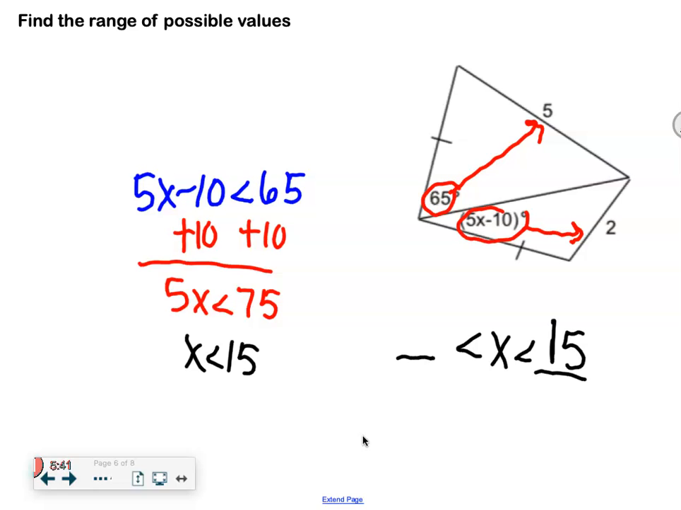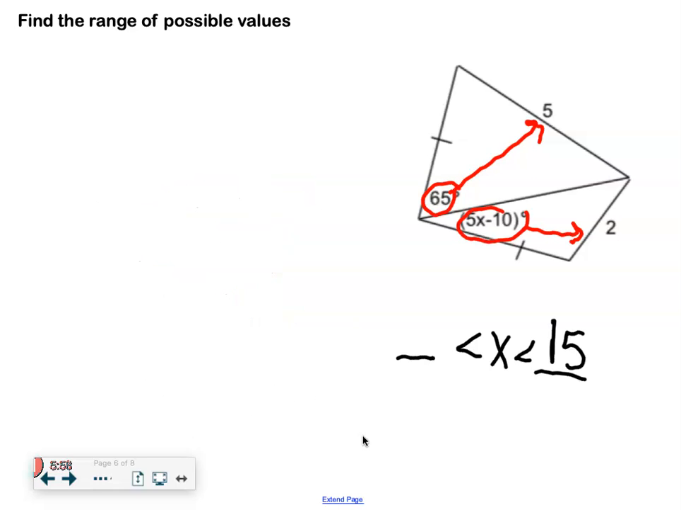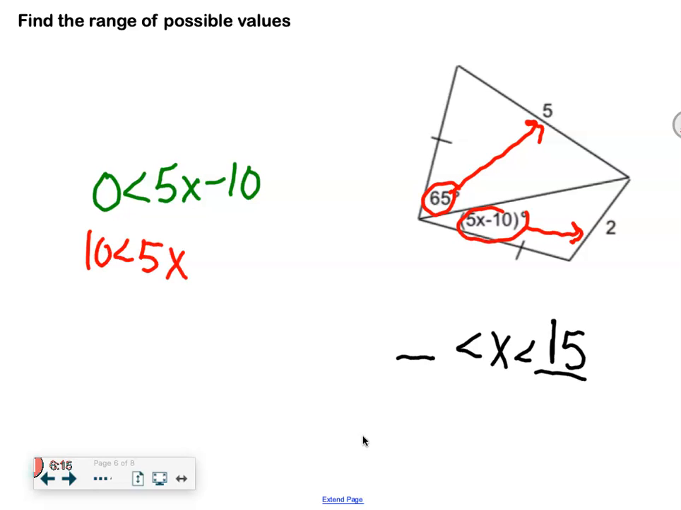What's the minimum value this angle could be? 0. 0, because I have a negative angle. Can I erase this? So now I know that 0 has to be less than 5x minus 10. And now it's the same thing. We're going to add our 10 over. Well, wouldn't it be like 2 instead of 0? Well, we solve for it to be 2. Because if you plug 2 in, what's 10 minus 10? 0. That's why.